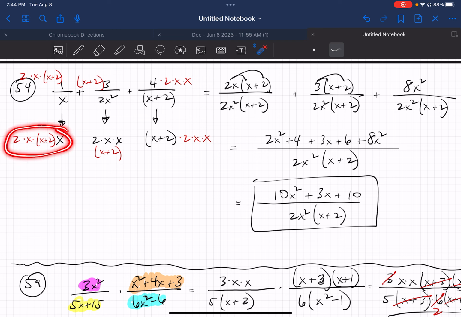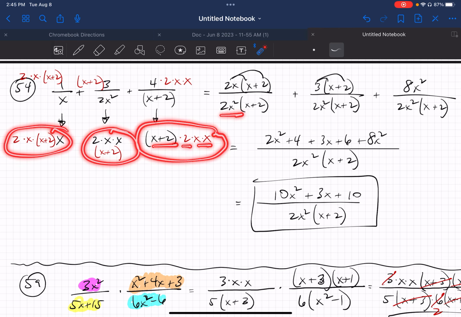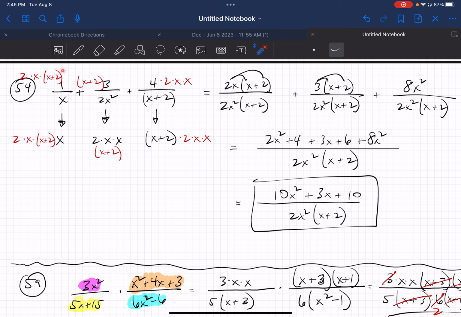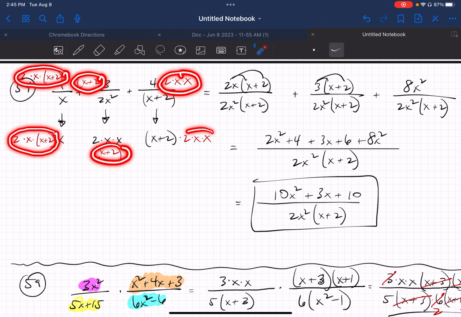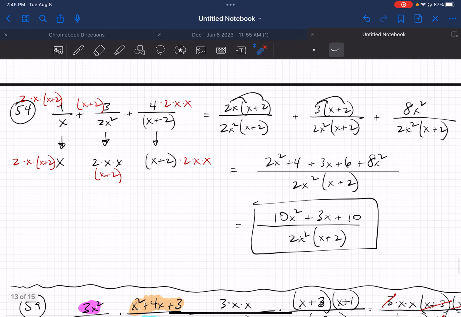So all of these now are identical: 2x squared, and then x plus 2. And whatever you needed to include on the bottom, you also include on the top. So this becomes 2x times x plus 2, so I just distribute it. This becomes 3 times x plus 2, so I distribute it. And then this becomes 8x squared. So when you distribute, this is what you get. And then you combine like terms, and you are done.